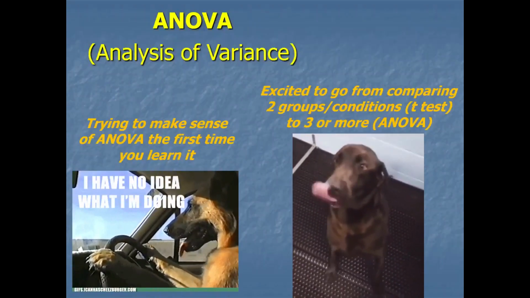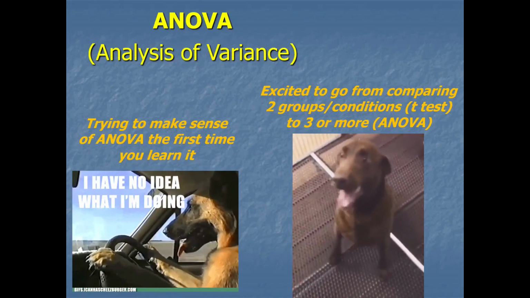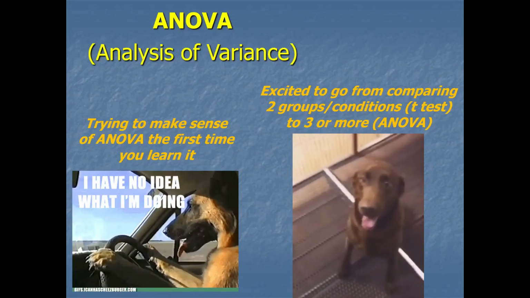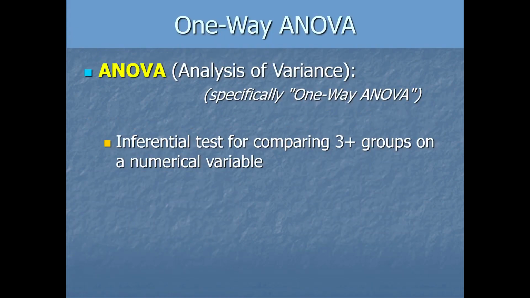All right, if a t-test is the most common way to compare two groups of numerical scores, then we need something to carry out the same function, but when we're dealing with more than two groups of scores. And that's where ANOVA comes in. So ANOVA is short for analysis of variance, and it's an inferential statistical test used for comparing three or more groups on a numerical variable.